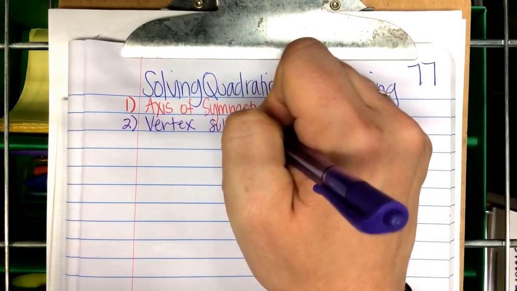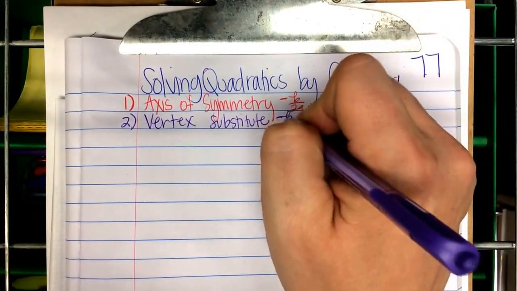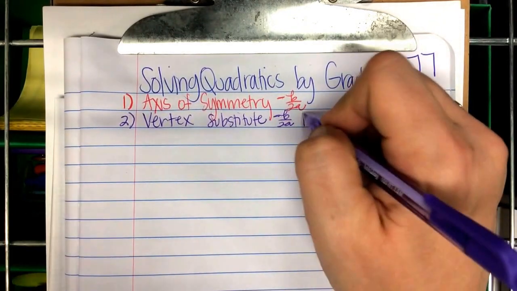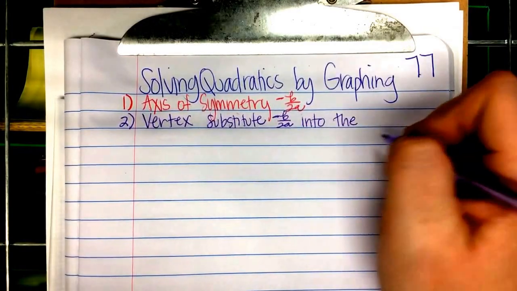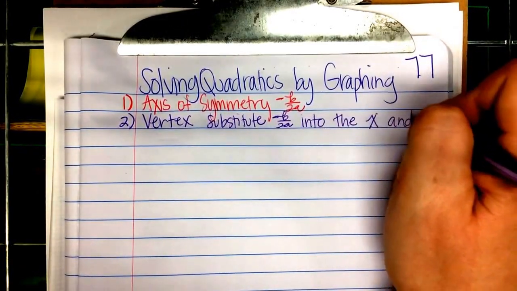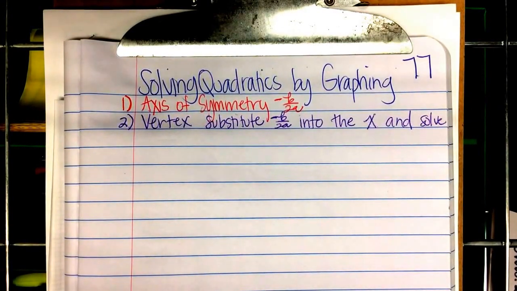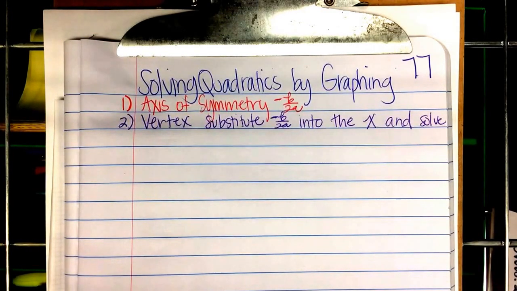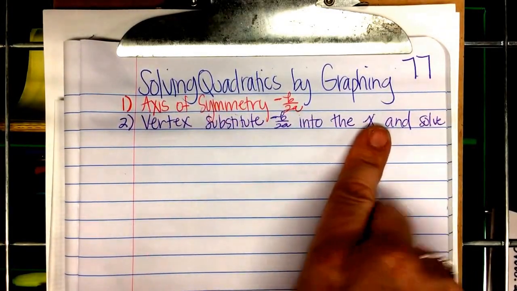Good. Substitute the axis of symmetry. So substitute negative b over 2a, whatever answer you get, into the x and solve. So you do negative b over 2a first, and you get an answer. Then you take that answer for step number 2, and you put it into the original problem wherever there's an x, and find an answer.